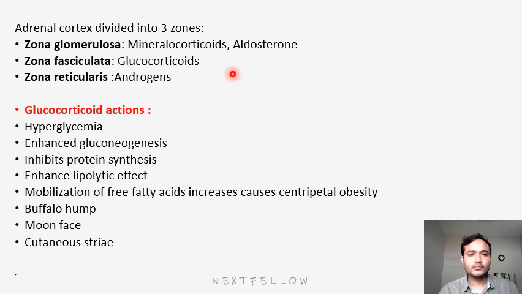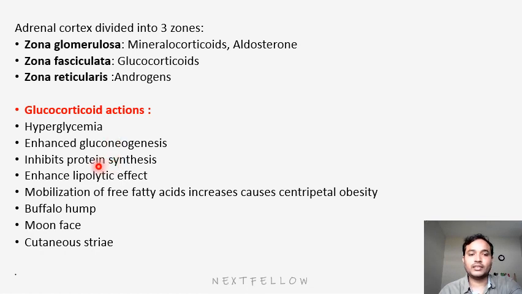Okay. So first of all, we will see glucocorticoid actions. What are the therapeutic uses and their actions? Their actions: obviously glucocorticoids act on carbohydrate metabolism and they will raise hyperglycemia. One thing. Second one is enhanced gluconeogenesis. If you see here, both things will elevate the glucose level in the body. That means glucocorticoids cause a hyperglycemic condition.